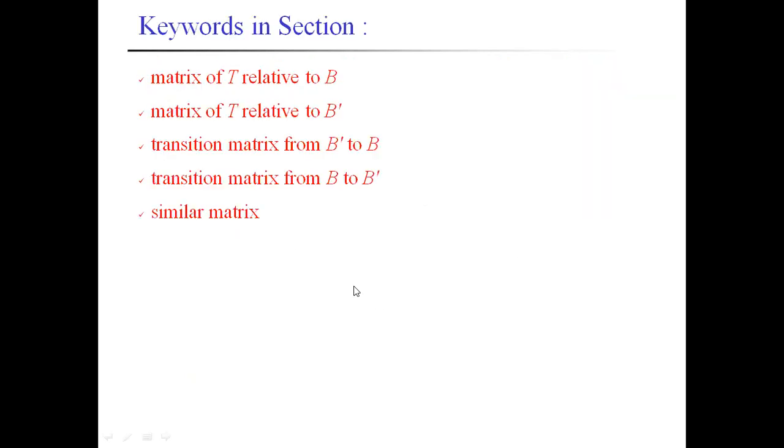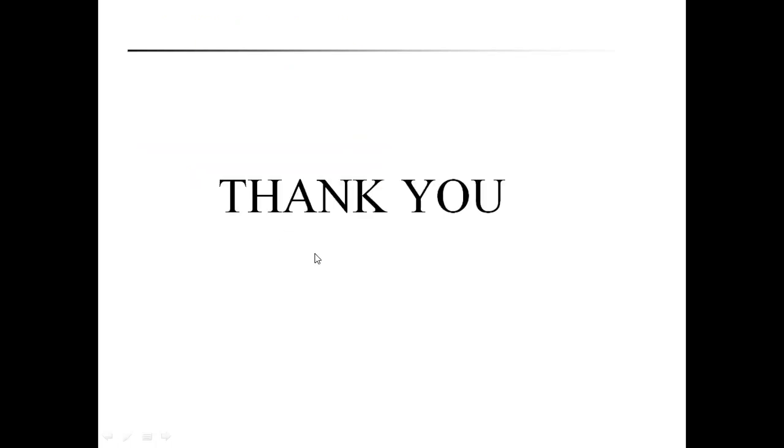These are the important points to remember with respect to diagonal matrices. In this section we mainly discussed the following terms: matrix of T relative to the basis B, matrix of T relative to the basis B dash, the transition matrix from B dash to B, that is P, the transition matrix from B to B dash, that is P inverse, and similar matrices, that is A dash is equal to P inverse into AP. These are the main important terms we are using in this section. Thank you.